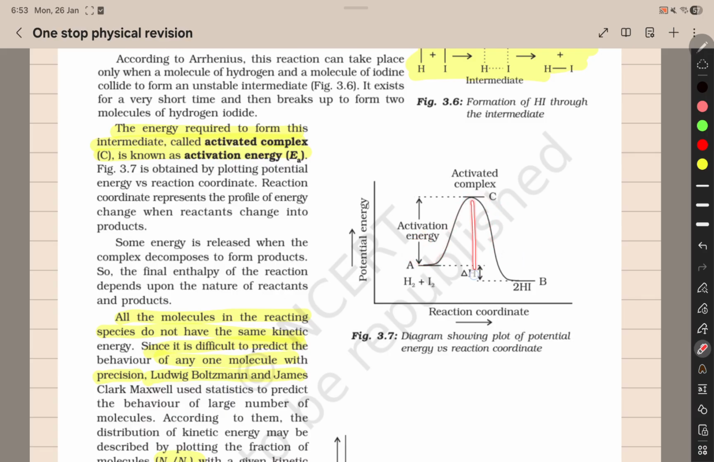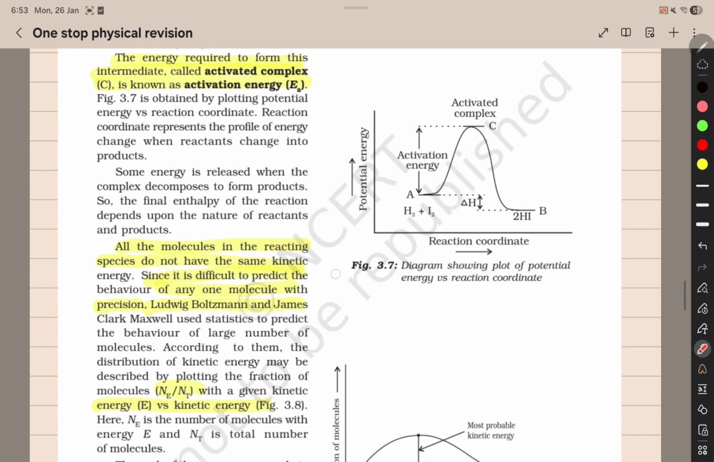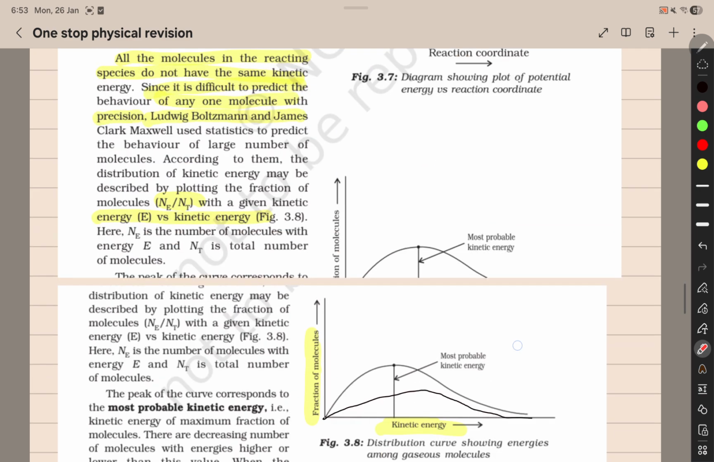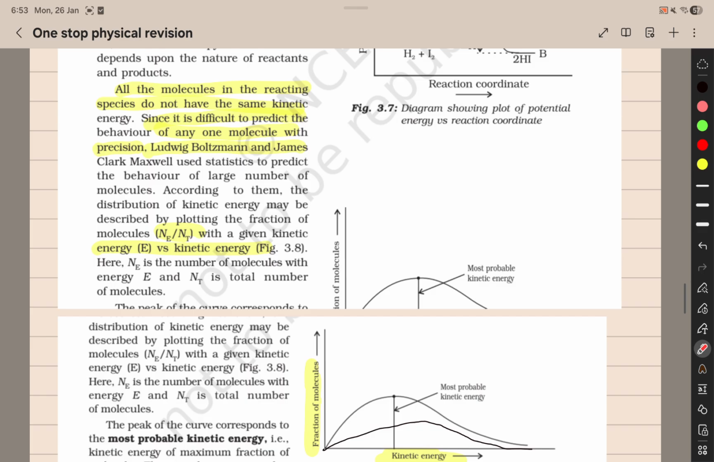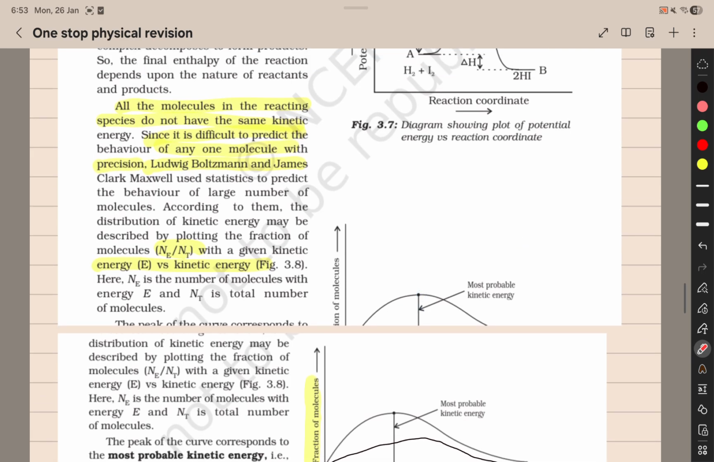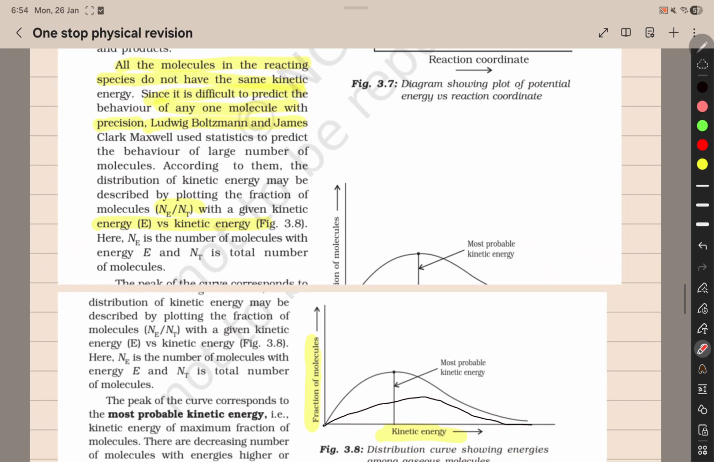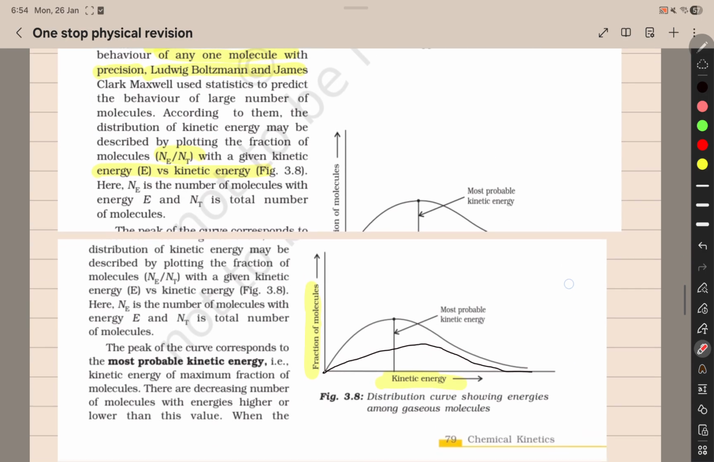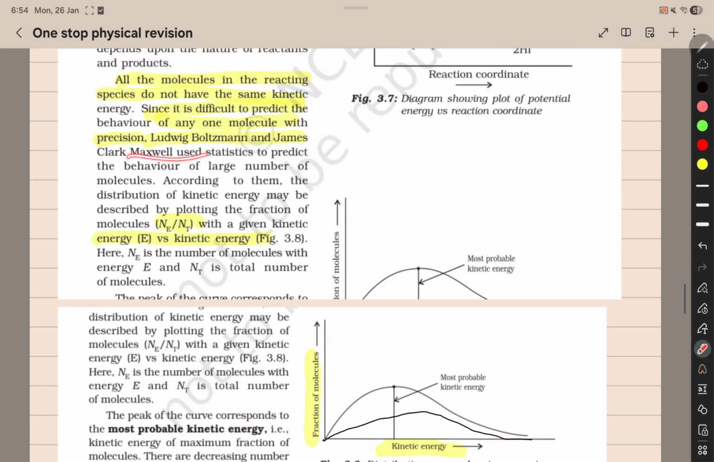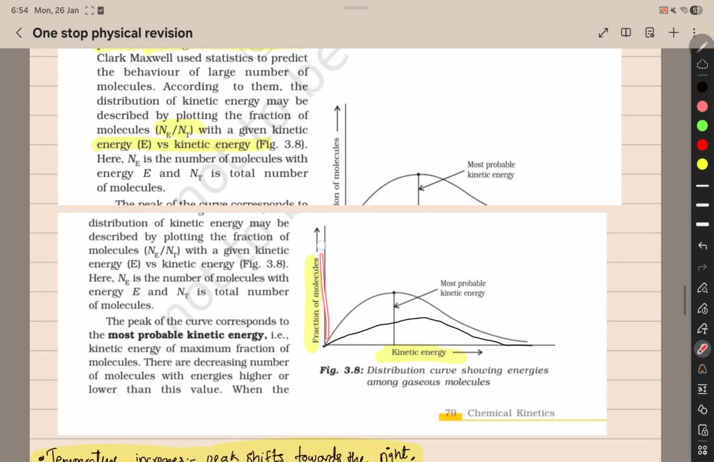How to calculate your activation energy from the graph, I think that's all self-explanatory. Then we have this graph, which is called, I think, the Maxwell graph. Anyways, this graph represents the fraction of molecules on the y-axis and kinetic energy on the x-axis. You just have to remember the shape of this graph and what the use of it is.